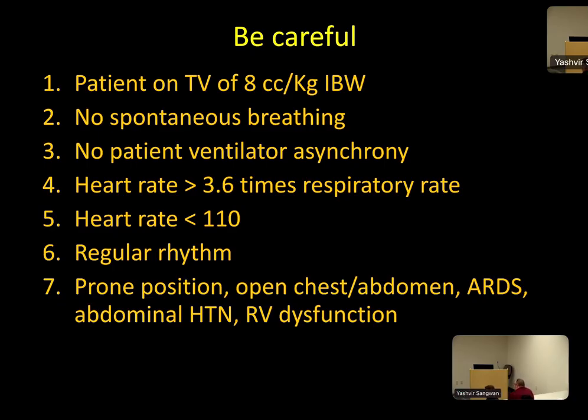And of course, with an open chest and abdomen, or ARDS, there is less transmission of the pressures, so use a threshold of 8. With abdominal hypertension or RV dysfunction, use a threshold of 15. It's okay. You don't have to be like D-dimer, where it's just 1. But there are caveats.